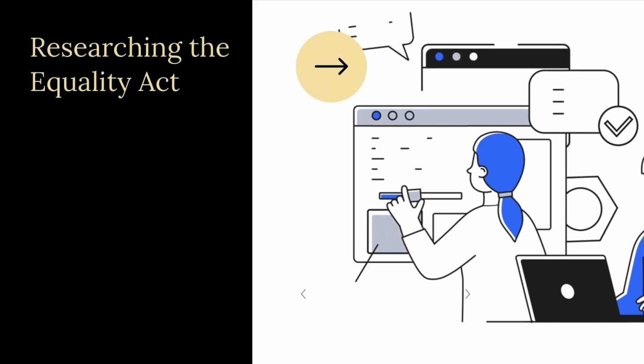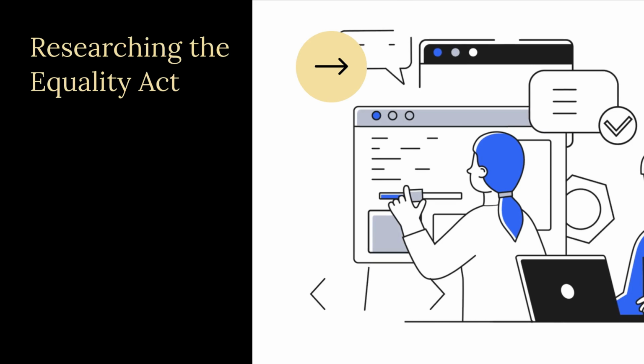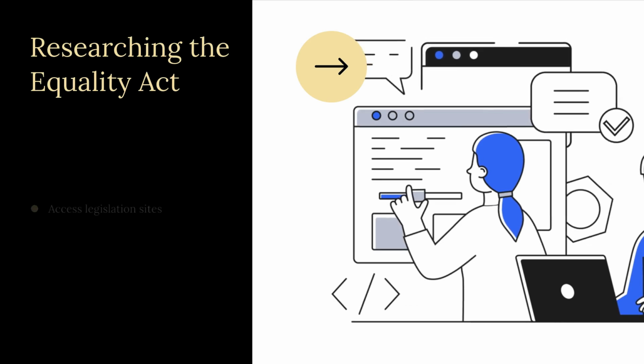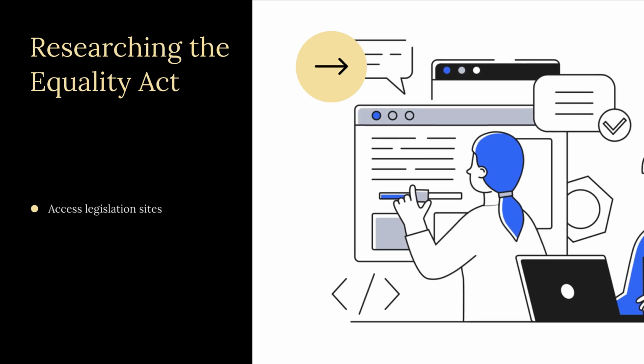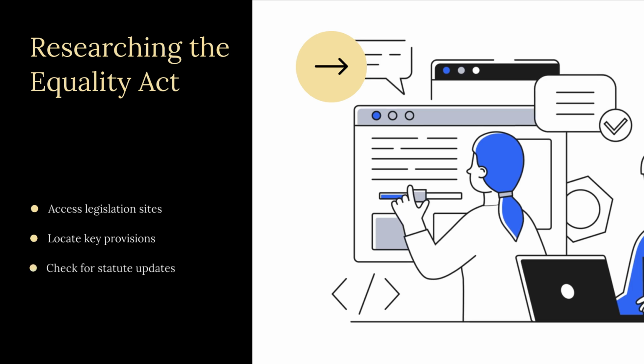Researching the Equality Act involves accessing legislation websites. Locate provisions on protected characteristics and workplace discrimination. Check for updates to ensure the statute is current. Analyze key sections using the literal rule for interpretation. This process aids in understanding and applying the statute.